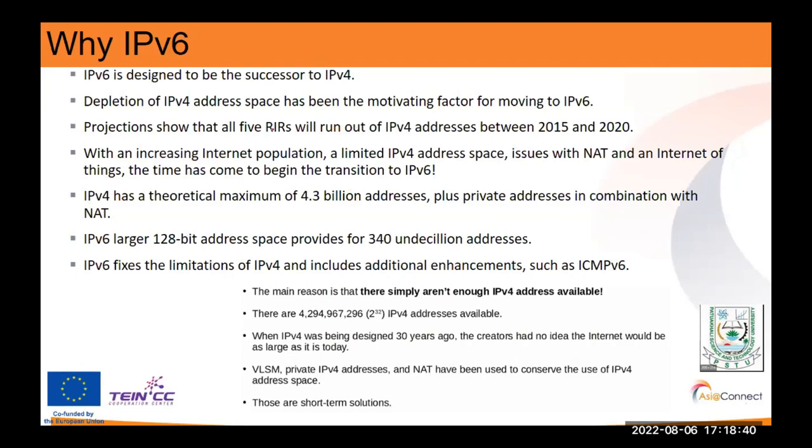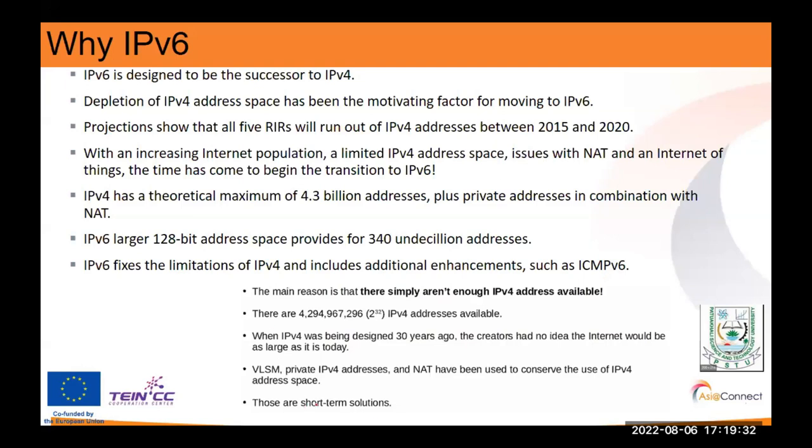They had already known the 5 RIRs, regional internet registries, would run out of IPv4 between 2015 and 2020, and they have already run out. IPv4 has a theoretical maximum of 4.3 billion addresses plus private addresses, but IPv6 is a 128-bit address, so we can make about 2 to the power 128 total address space, about 340 undecillion addresses, not just 4 billion like IPv4. IPv6 fixes the limitations of IPv4 and also includes additional enhancements such as ICMP version 6, Internet Control Message Protocol version 6.